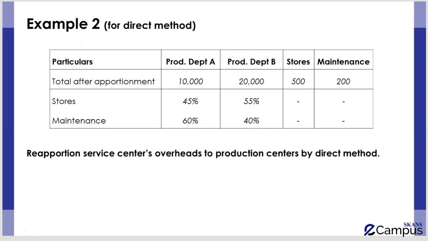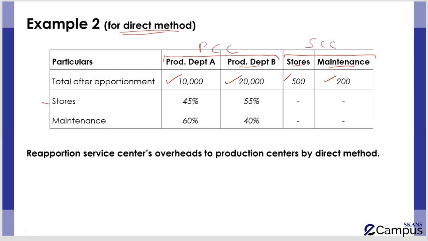Now, here we have an example. This example is for reapportionment and for the direct method. Why the direct method? We can see from the information given in the question, we have totals after apportionment. Production department A has $10,000 overheads. B has a total of $20,000. Stores have $500 and maintenance has $200. Stores and maintenance are service cost centers and, as from the names, these two are production cost centers.